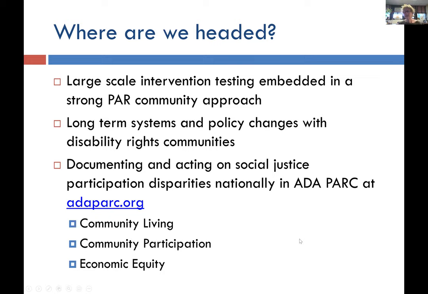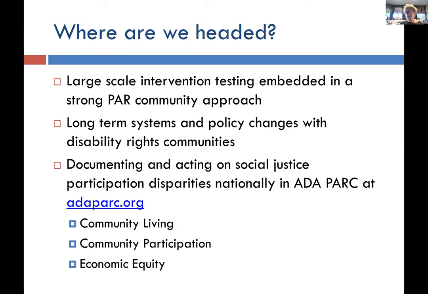So where are we headed now in terms of future community living and participation? Well, first of all, we are now pursuing several large-scale intervention tests. We already have been able to do randomized control trials, which provide some nice evidence for us on all of these interventions. But now we want to take them into much larger numbers, much larger replication. And so that's what we're pursuing right now.